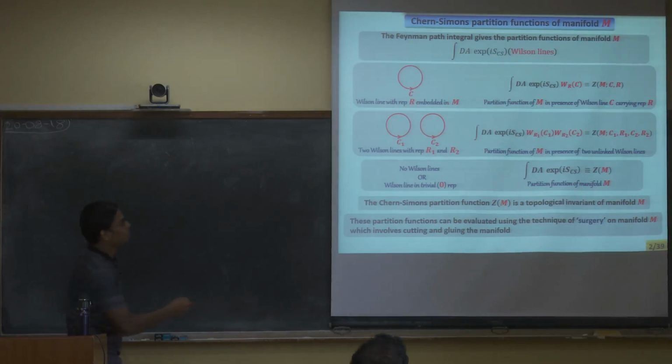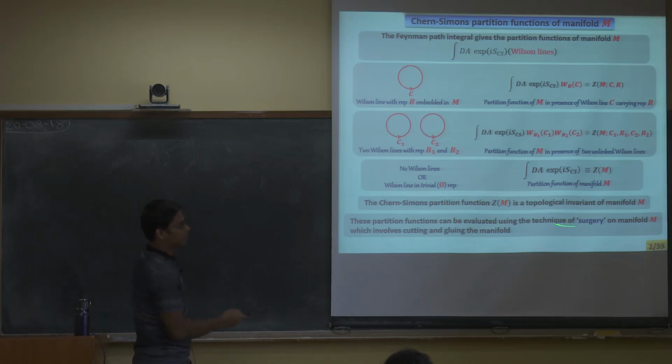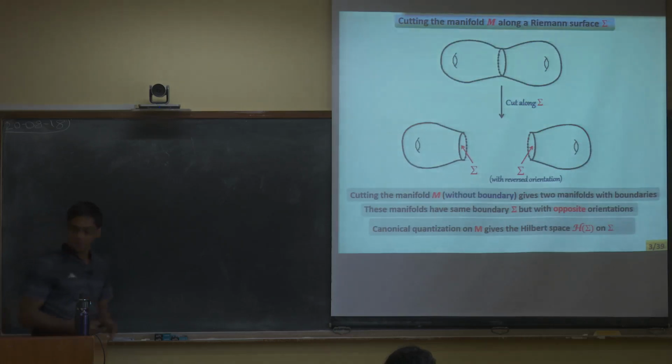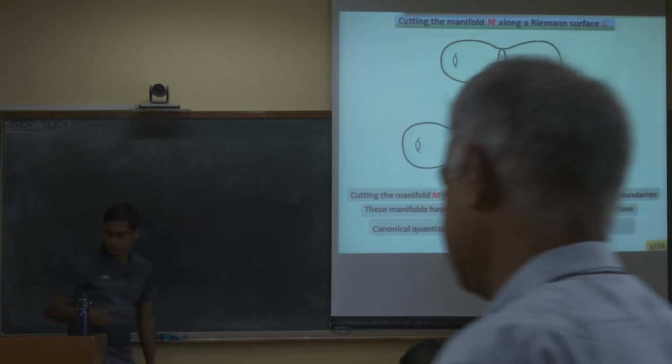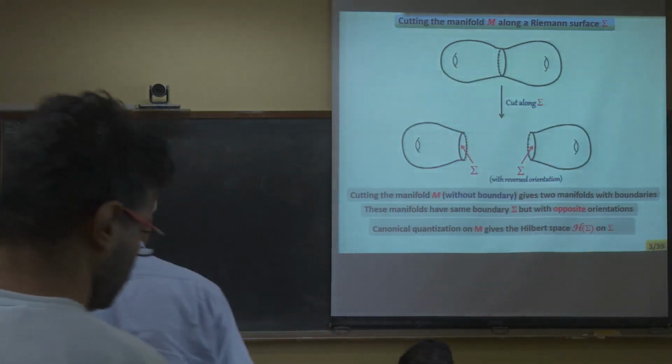In order to compute these integrals, one way is to simply evaluate the integral by integrating over all the gauge connections. There's another way which is called the canonical quantization, which can be done using the technique of surgery on these manifolds, which I'm going to explain next.